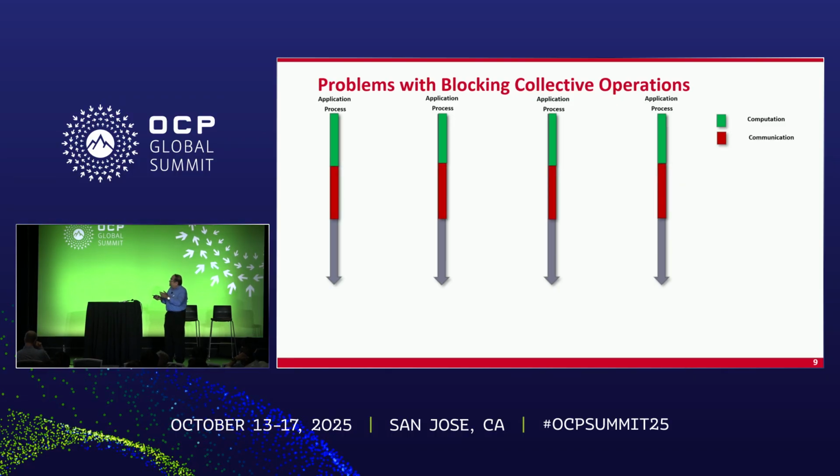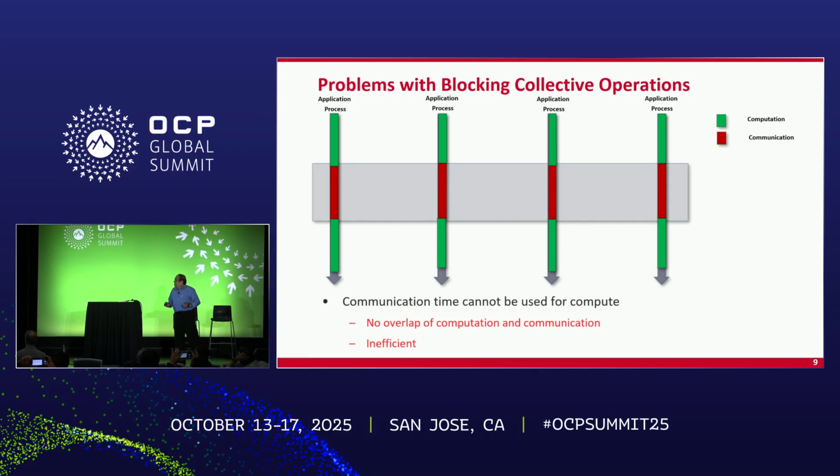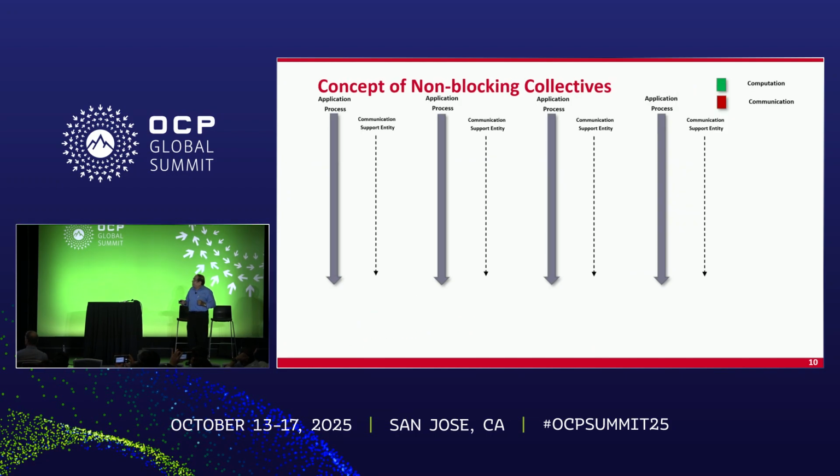So if you see this communication, there is no overlap of computation and communication. It is just like you hire a secretary, pay the money, but you are not changing anything, so you don't see any benefit except you pay the money. All right. So there is no overlap of computation and communication, so this is inefficient. This is where the MPI standard many years back introduced the concept of non-blocking collectives.